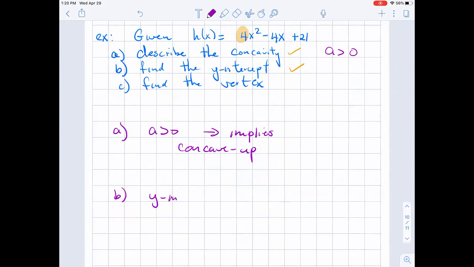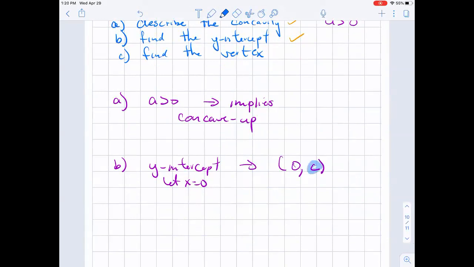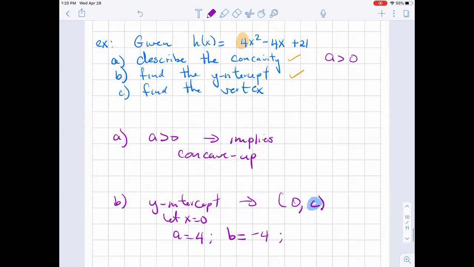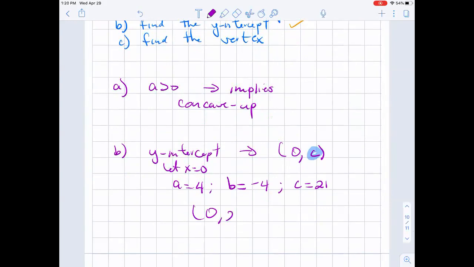Part B, the y-intercept. And you should observe by now, the y-intercept for a quadratic is always going to be (0, c). Right? Because how do you find the y-intercept? Let x equal 0, isn't it? If x is 0, guys, this term here will go away, wouldn't it? Because 0 squared is 0 and you multiply by 4, it's going to go away. This term will also go away. So anytime you have a quadratic, it's always going to be (0, c). So in this problem, a is equal to 4, b is equal to -4, and c is equal to 21. So the y-intercept is (0, 21). These 2 parts here, you don't have to do any algebra, nothing. You should be able to look at a parabola and tell. Okay.